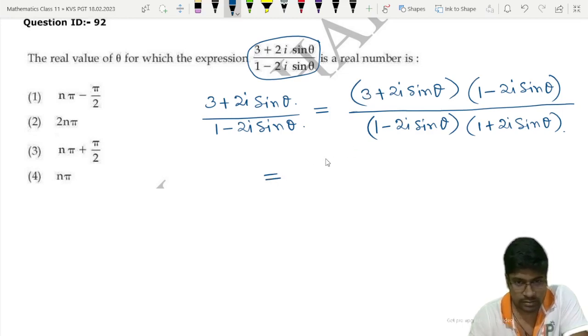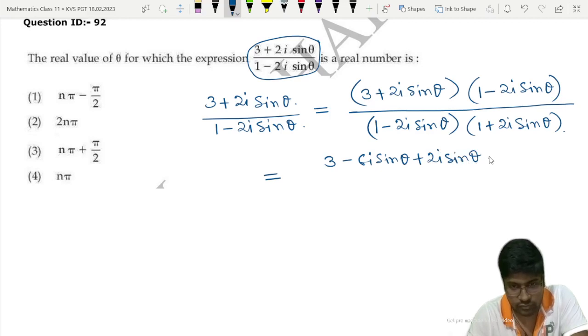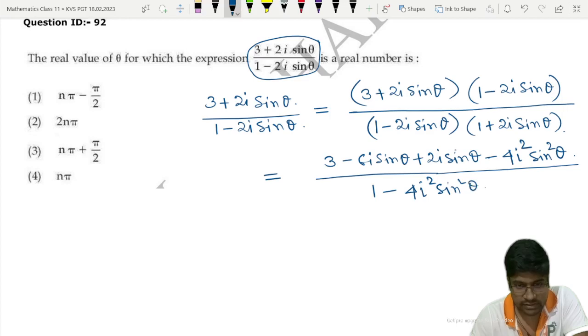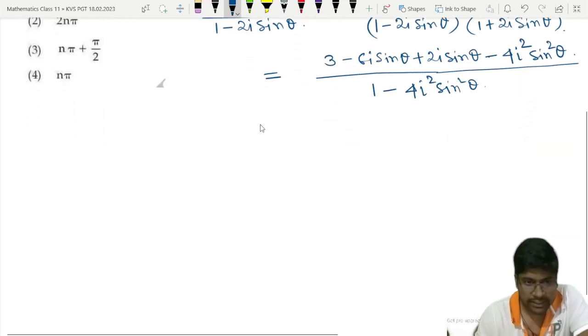So we will get in the numerator 3 plus 6i sin theta plus 2i sin theta minus 4 sin square theta, that is, minus 4i square sin square theta. And in the denominator, using the a plus b into a minus b formula, a square minus b square, we will get 1 minus 4i square sin square theta. Then again further simplification is needed.